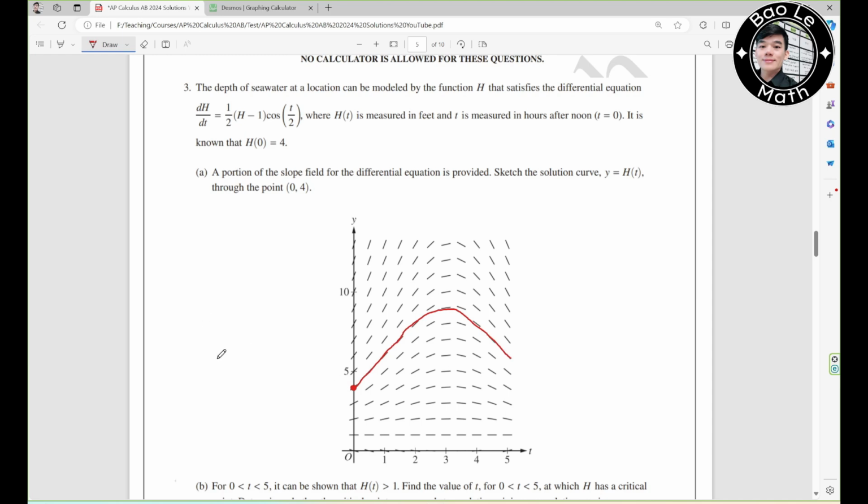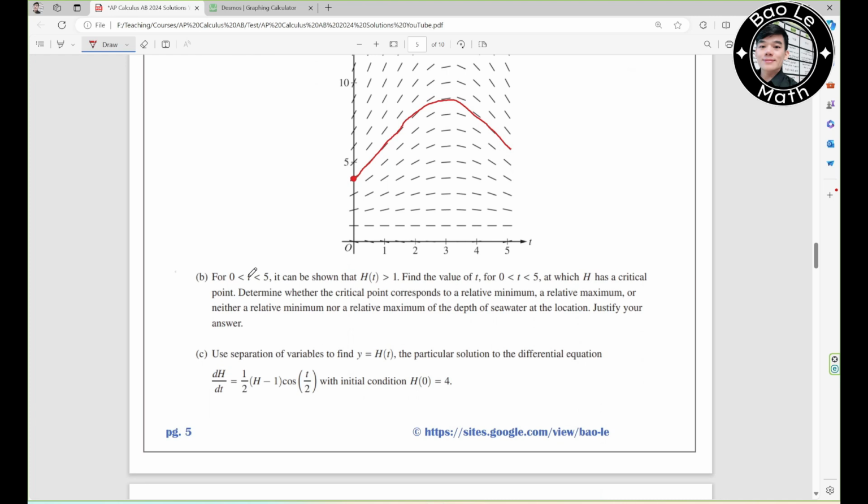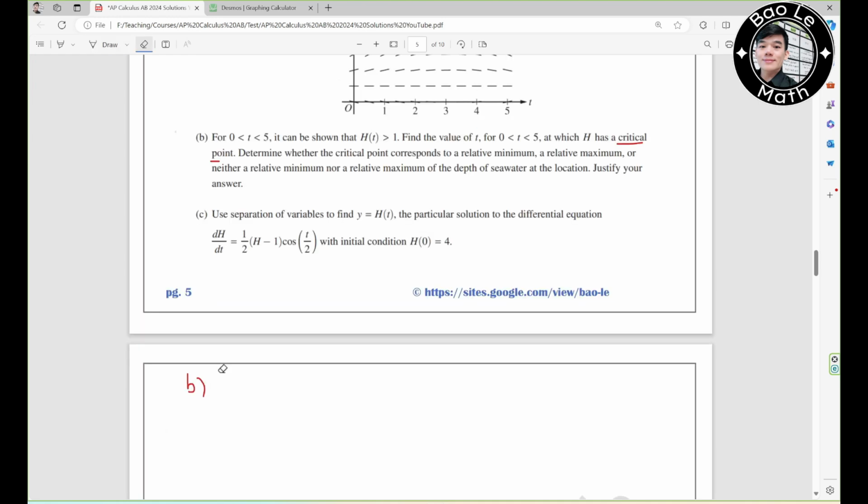Alright, let's move on to question B. For t between 0 and 5, it can be shown that h of t is greater than 1. Find the values of t for t from 0 to 5 at which h has a critical point. The critical points occur when h prime of t equals 0, or h prime of t is undefined.